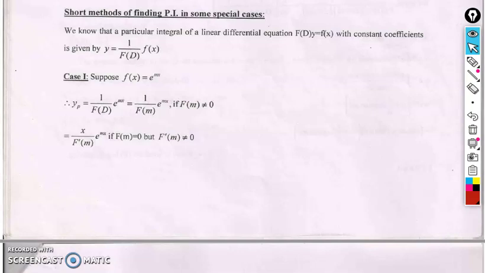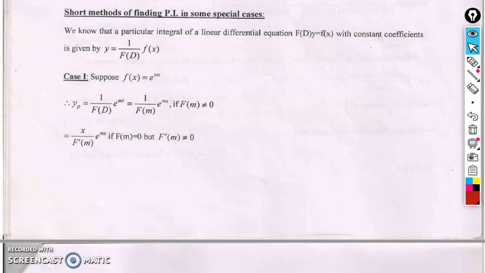Today in this lecture, we learn to find the particular integral, which is a shorthand method. In the last lecture, lecture number 3, we already introduced the concept to find the particular integral. That was the general case. When the right hand side is some particular function, we do not use the general case; we use the shortcut technique to find the particular integral of a linear differential equation.